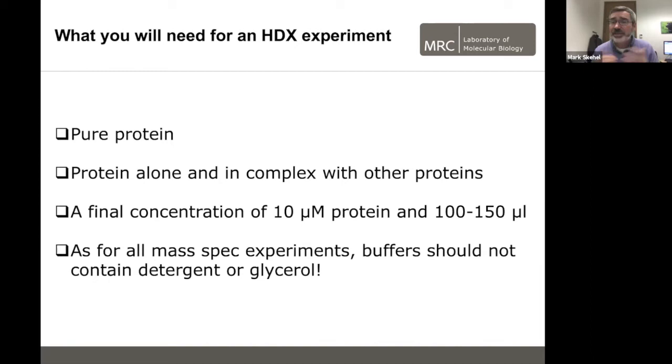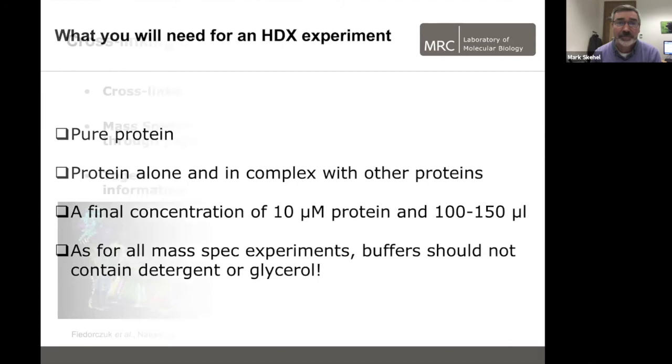The reason is that, of course, as I explained earlier, as you incorporate deuterium, you get a spreading of the signal, and a lot of peptides can drop below the detection limit, okay? And as for all mass spec approaches, I can't say this enough, buffers are important. Generally, the constitution of your buffers isn't an issue, but if they contain detergent and glycerol, it's a nightmare. They're not compatible with the chromatography and the mass spec. So really try to avoid them. That is the only real issue with HDX.